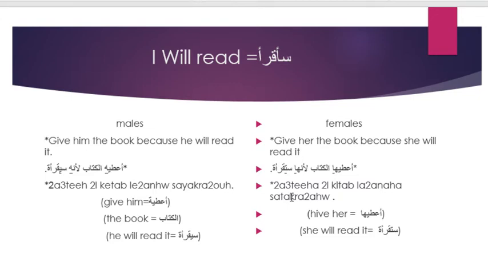Okay. أعطيها الكتاب لأنها ستقرأه. Give her: أعطيها. And again, ها plus ألف equals "her". At the end of the verb, if you put ها ألف, this means I'm talking about her. If we just put ها, this means that I'm talking about him. ها ألف means I'm talking about her. She will read it: ستقرأه. Seen for "will", تاء for female, and تاء مربوطة indicates that I'm talking about "it", the book.